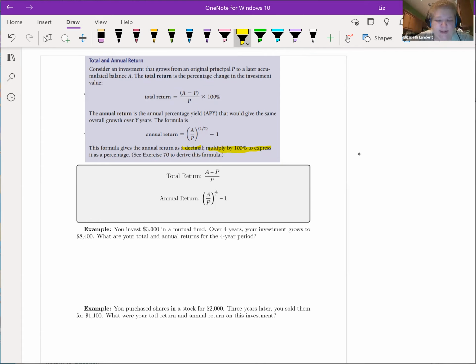All right. So remember, P is the original principal, A is the accumulated balance. So P is our starting amount, A is our ending amount. So the total return is the change in investment. So we're going to do accumulated minus principal over the starting amount, the principal, and then we'll multiply it by 100% to convert it to a percent.